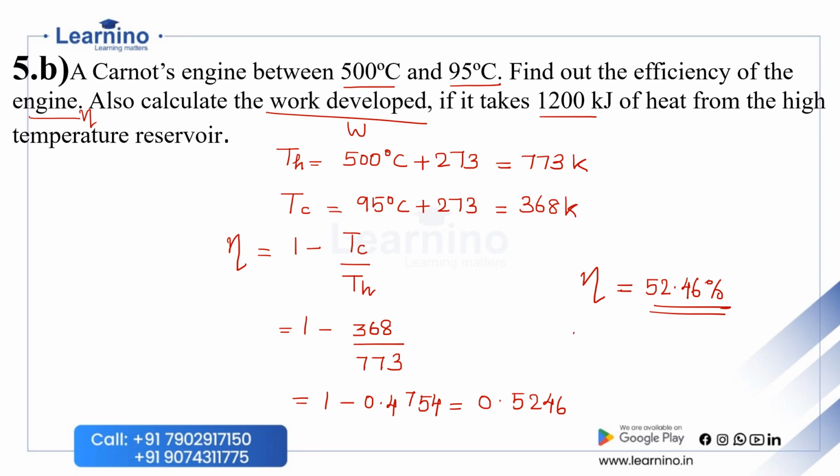Next we need to calculate the work developed. The work developed can be represented with the letter W, and that is equal to eta into the heat from the high temperature reservoir, QH. The efficiency eta is 0.5246, and the heat from the high temperature reservoir is 1200 kilojoule, and if you solve this you will get 629.5 kilojoule as the work developed.